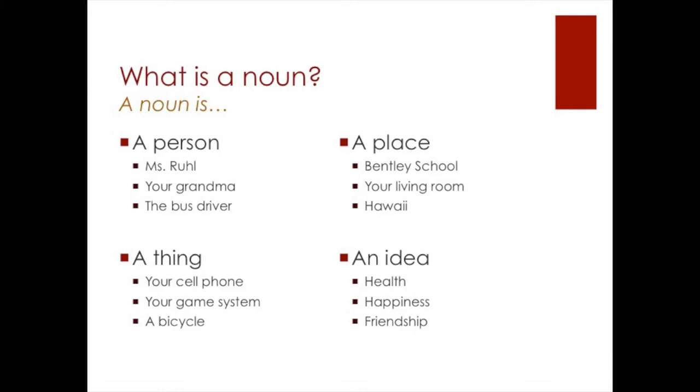For example, a person could be Miss Rule, your grandma, or the bus driver. A place could be Bentley School, your living room, or Hawaii. A thing could be your cell phone, your game system, or a bicycle. And an idea is something a little bit more abstract, such as your health, happiness, or friendship.